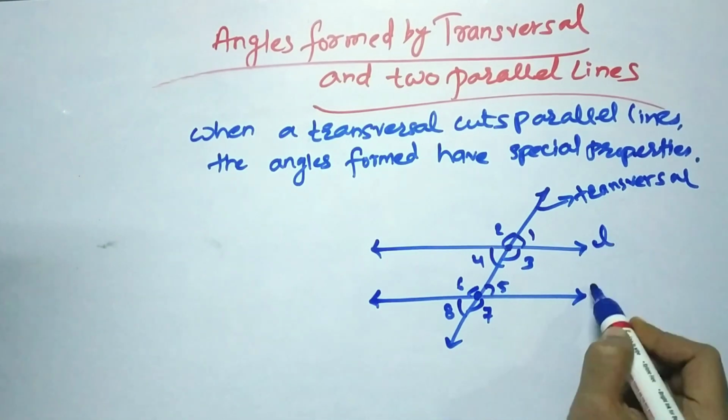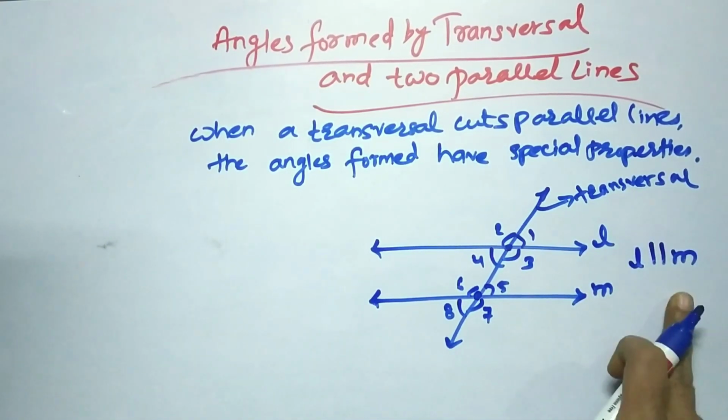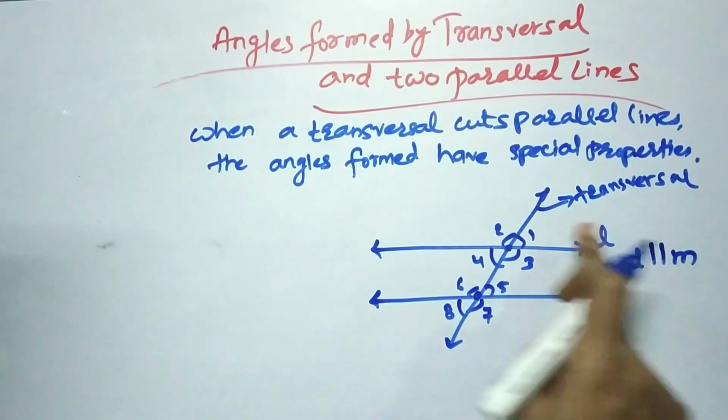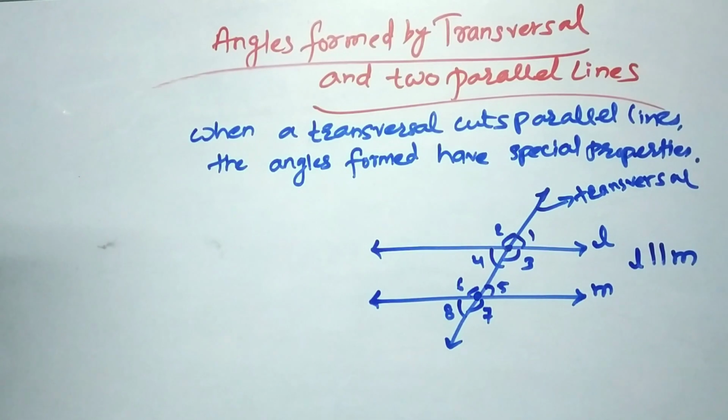This is the line M, this is L. L is parallel to M. So in this case line L is parallel to M, and because of this transversal, 8 angles are formed. Now we have to discuss what properties there are.